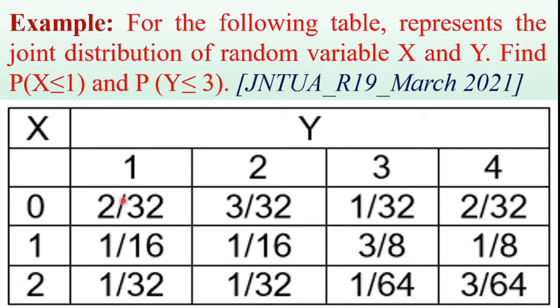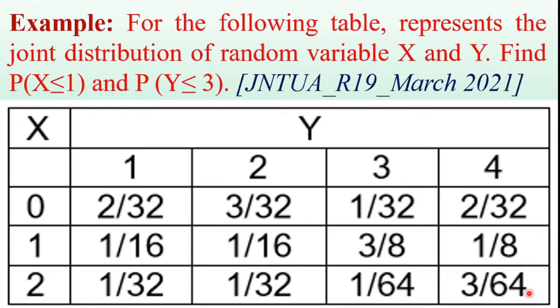X is equal to 2, y is equal to 1, probability is 1 by 32. X is equal to 2, y is equal to 2, probability is 1 by 32. X is equal to 2, y is equal to 3, probability is 1 by 64. X is equal to 2, y is equal to 4, probability is 3 by 64. So this is the given distribution table of probability values.